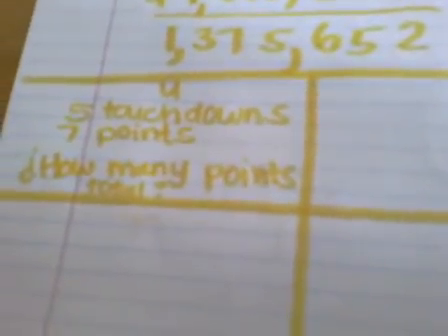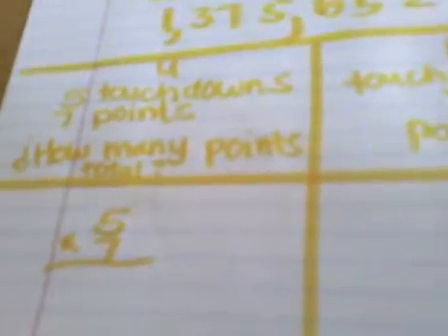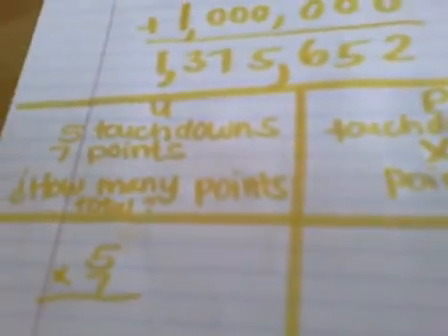So, my plan is to multiply touchdowns times points, which is going to be 5 and 7. So let's solve it. 5 times 7. Oh, that should be a quick fact for us. We can skip count by 5. 5, 10, 15, 20, 25, 30, 35. 35 points for my awesome Saints.